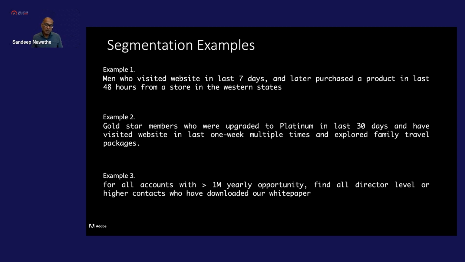The third one comes from a completely different domain. Now we're talking about data about accounts and the relationship of people with the accounts. So: all accounts with a yearly opportunity greater than $1 million, find all the director level people associated with those accounts who have downloaded the white paper. A completely different characteristic. Again, in all 3 examples, you can see that multiple data sets get involved and multiple joins are required. So this is a typical style of what segment queries actually mean, and segmentation is happening.